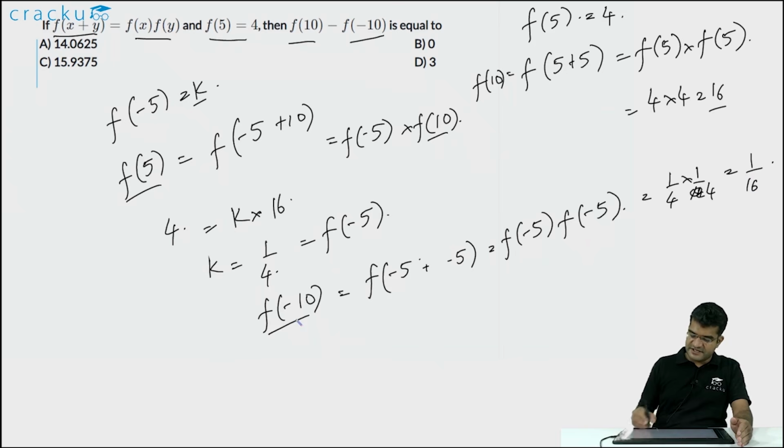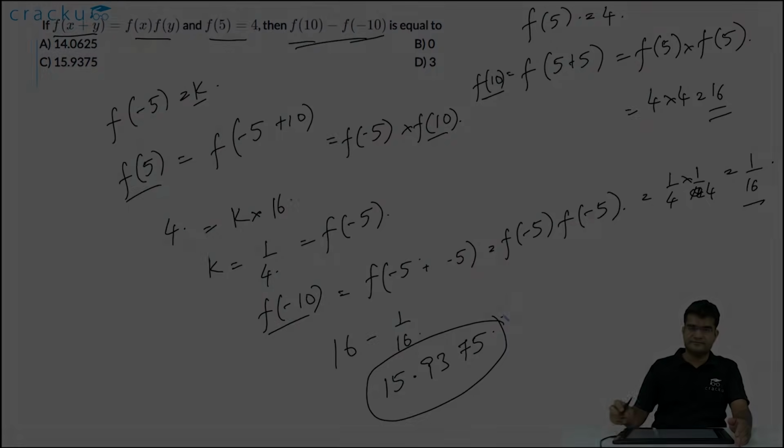So f of minus 10 is equal to 1 by 16, f of 10 is equal to 16, and we are asked to calculate the value of f of 10 minus f of minus 10. So the required answer will be 16 minus 1 by 16. If you express this in decimals, this will equal 15.9375. That is the answer.